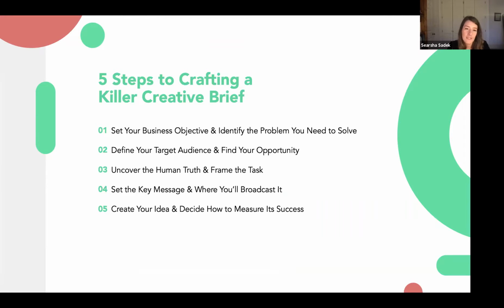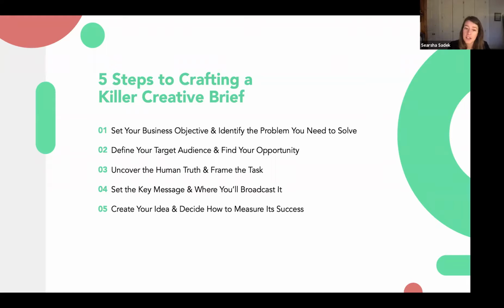There are 5 main steps to creating a killer creative brief. The first is about defining the space that you're in. So setting your business objective. What is it that you are commercially trying to achieve with this? And identify the problem you need to solve. So why are you here? Why are you doing this piece of work?